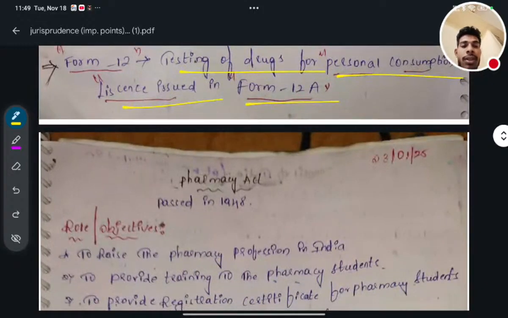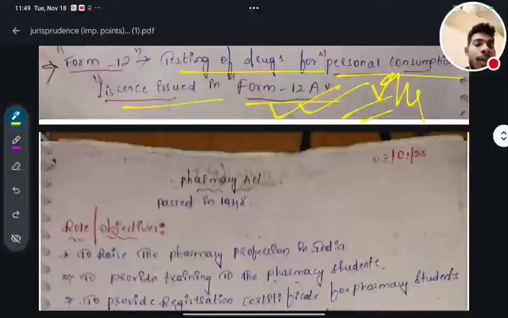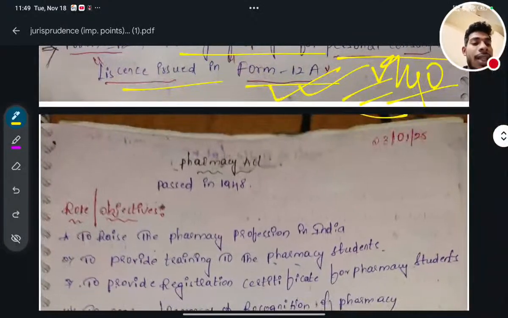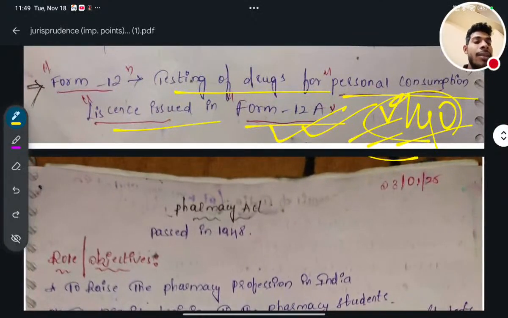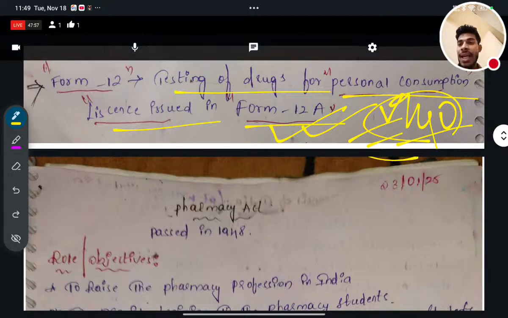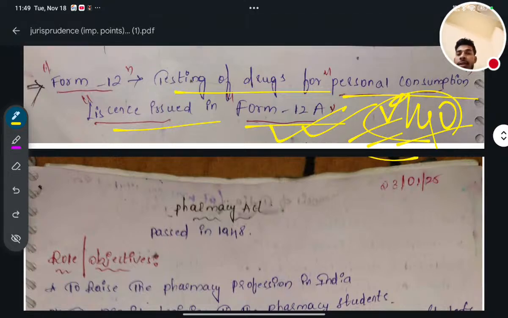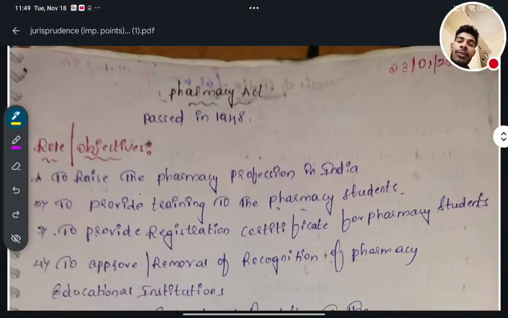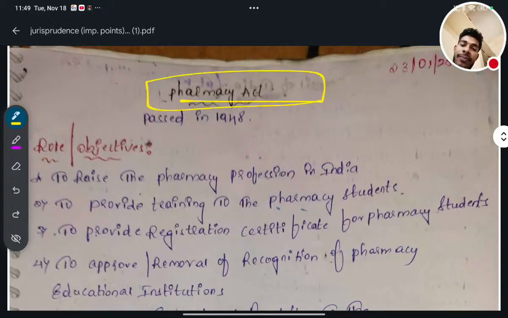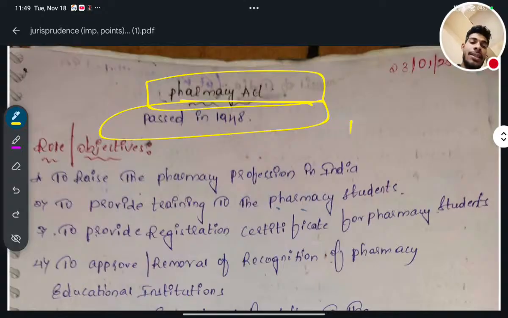Okay, so up to this was the Drugs and Cosmetics Act 1940. I have mentioned up to this the main important points of the Drugs and Cosmetics Act 1940. You can study more and I can provide you the notes also, but here I mentioned only the important points which are mainly required for the preparation of different competitive exams. In the next lecture we will see the Pharmacy Act, passed in 1958.